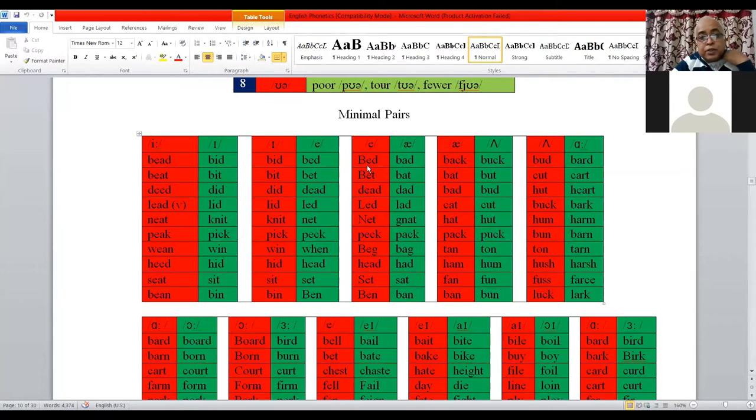Let's go back to the minimal pairs. Bed, bad, bit, bat, dead, dad, lid, lad, net, nat, pick, pack, big, bag, head, had, sit, sat, bin, ban. So, B, A, D, bad. D, A, D, dad. L, A, D, lad. N, A, T, nat. So these are minimal pairs.